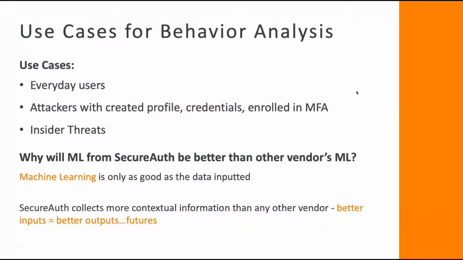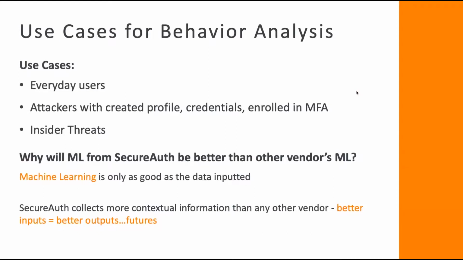So I just want to spend a little time talking about varying use cases that behavior analysis can be used to unmask attackers. The first is probably most obvious and similar to the examples I've used so far. We're pretty much talking about everyday users and the attackers trying to imposter them in various ways. But what about attackers who have created their own profile, are legitimately credentialed, so they created their own usernames and passwords, are enrolled in the company's multi-factor authentication program?